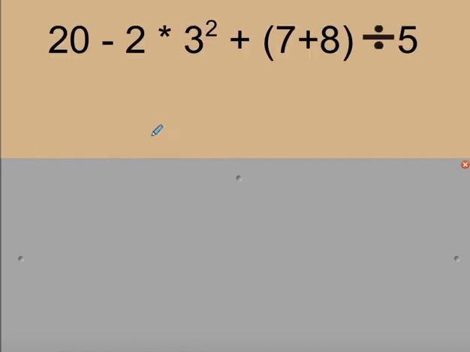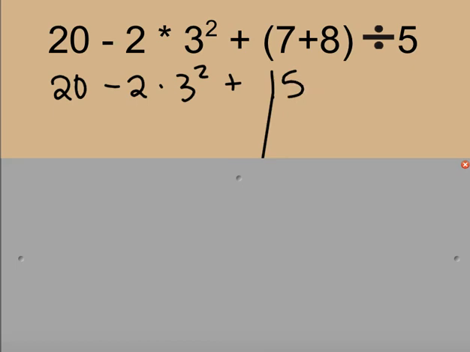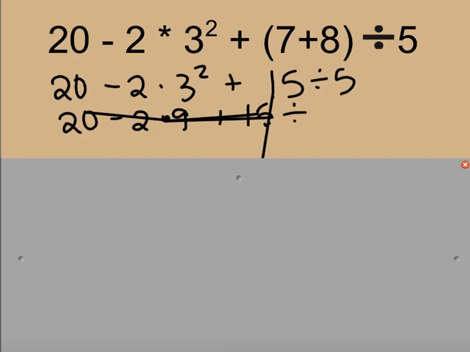All right, a little bit more complicated. Let's do this as our last one. Parentheses first. So we keep everything else the same. 20 minus 2 times 3 squared plus 15 divided by 5. All right, we do exponents, so we have 20 minus 2 times 9 plus 15 divided by 5. Now I need to do multiplication and division, so I go left to right. Whenever I see multiplication or division, I do it.